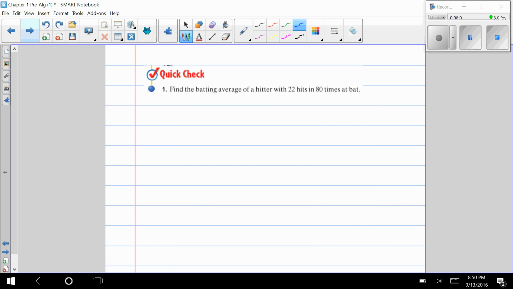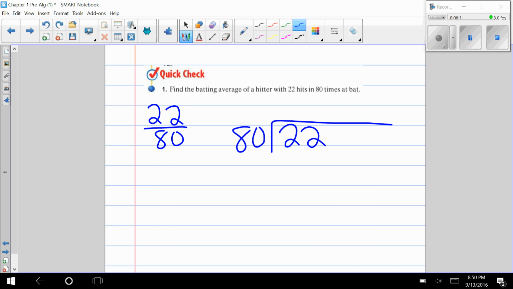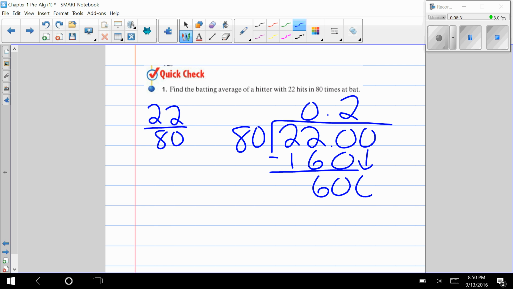batting average. So now you're going to find the batting average of a hitter with 22 hits and 80 times at bat. Remember, this would be 22 over 80. The 22 goes underneath. The 80 goes outside. 80 doesn't go into 22, so I add my decimal. This first number, how many times does 80 go into 220? I'm going to think 2. It's going to be 160. I have 60 left over. Add a 0, bring it down.